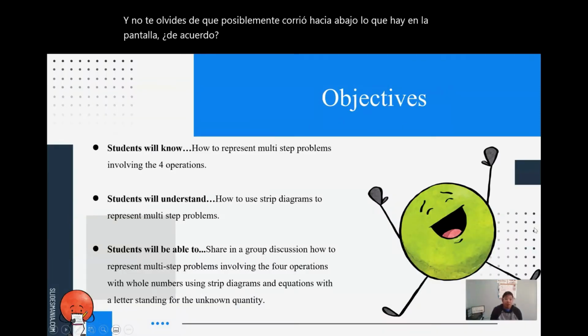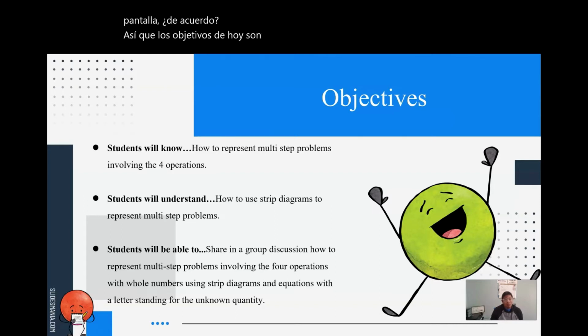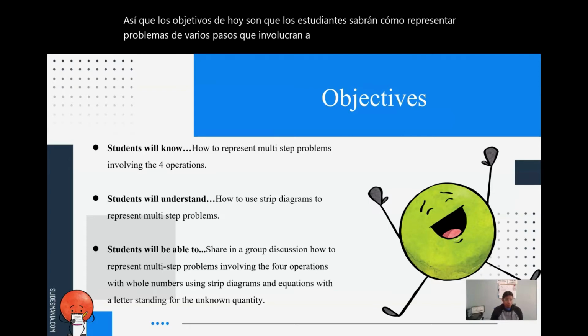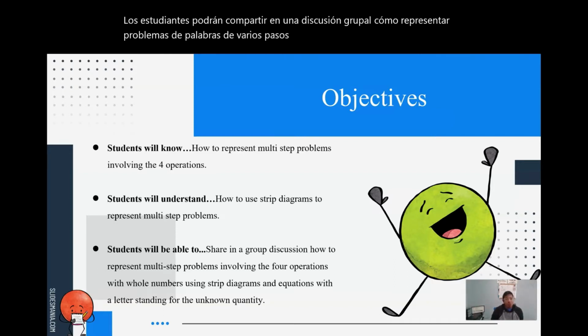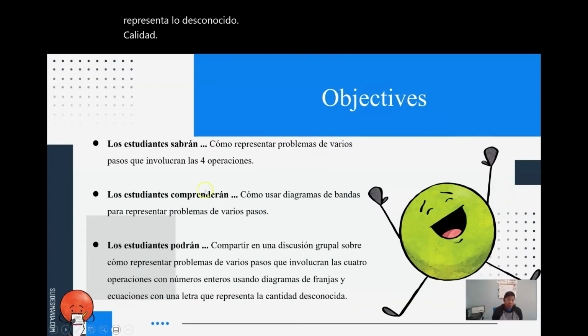So today's objectives are: students will know how to represent multi-step problems involving the 4 operations. Students will understand how to use strip diagrams to represent multi-step problems. Students will be able to share in a group discussion how to represent multi-step word problems involving the 4 operations, with whole numbers using strip diagrams and equations with a letter standing for the unknown quantity. And here it is in Spanish, okay? Aquí está en español si lo necesitas.